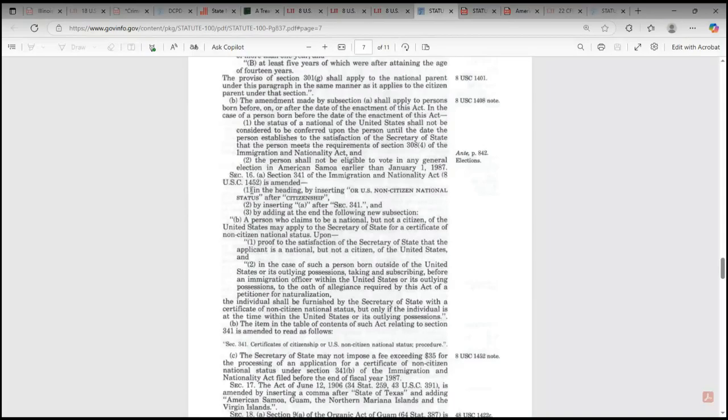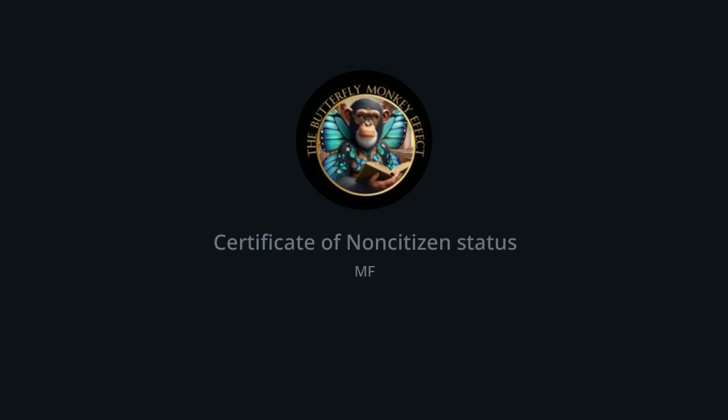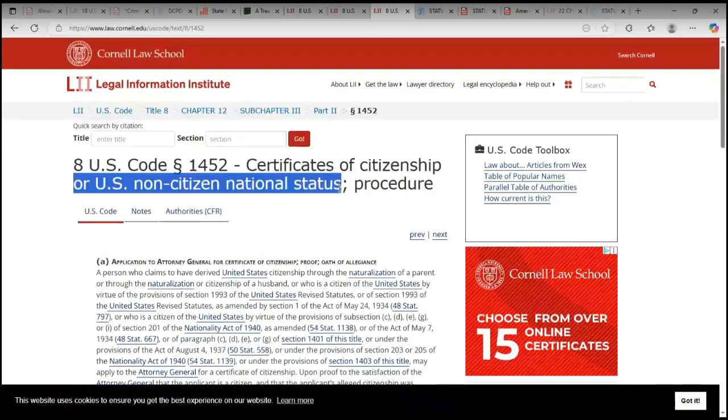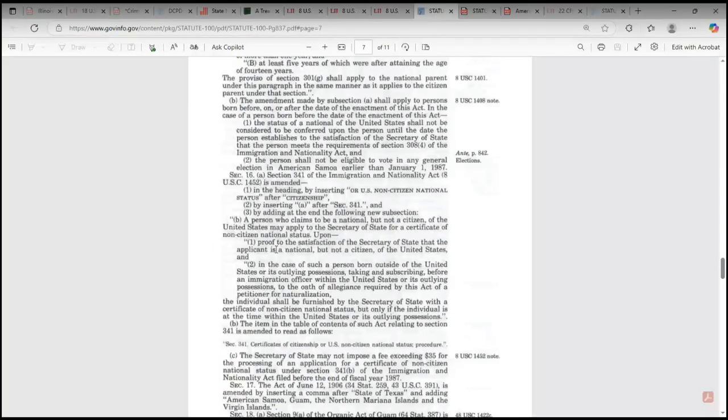What did they amend to 1452? Section 16A: Section 341 of the Immigration and Nationality Act, codified at 1452, is amended by, one, in the heading, by inserting, in quotations, "or U.S. non-citizen national status" after "citizenship." Let's go see if they did that. Well, look at that. After citizenship, they wrote down "or U.S. non-citizen national status."